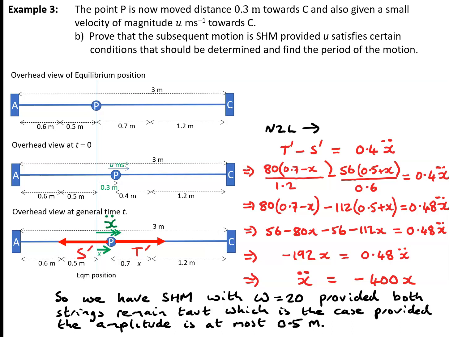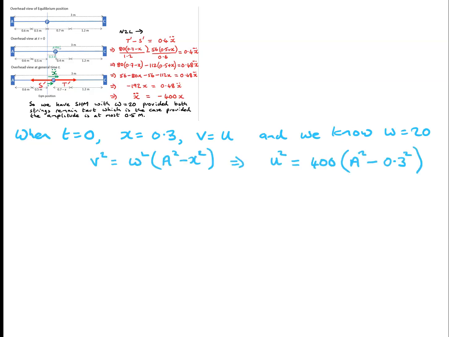So we need the amplitude to be less than 0.5 meters. If we use the fact that we know when t equals 0, x is 0.3 and we've got an initial velocity of u, and the fact that we know that omega is 20, then the equation v squared equals omega squared times (a squared minus x squared) tells me that u squared is equal to 400 times (a squared minus 0.3 squared). In other words, a squared is equal to u squared divided by 400 plus 0.3 squared.